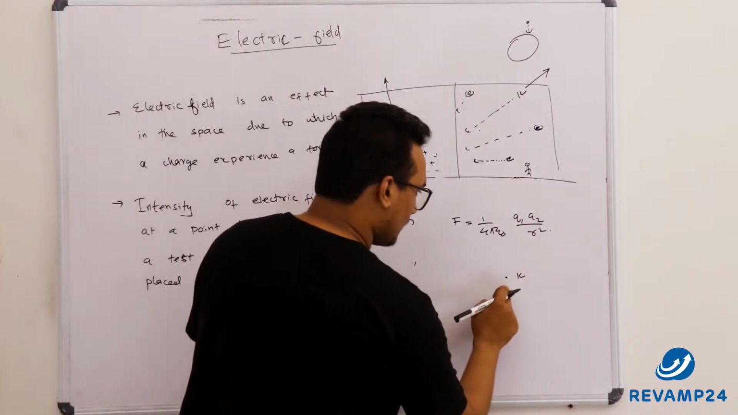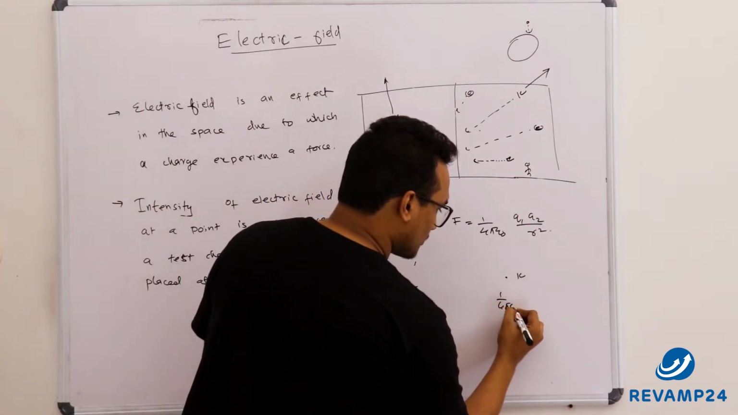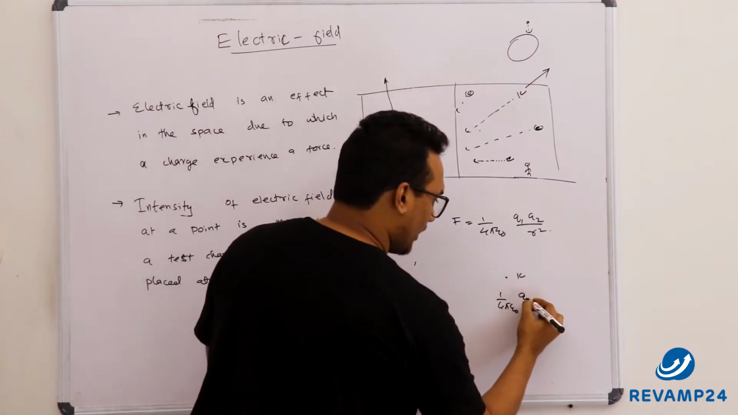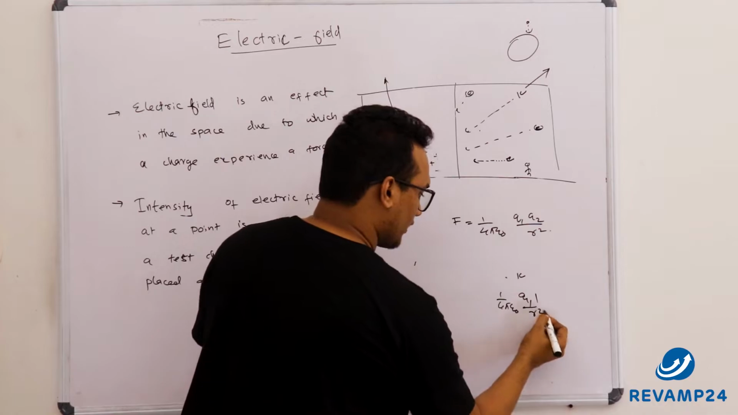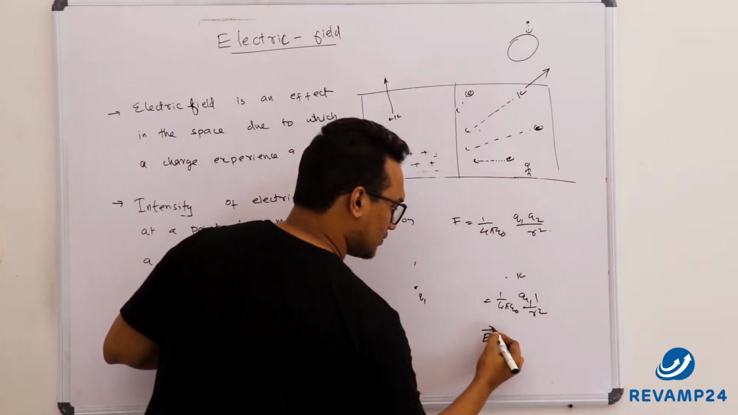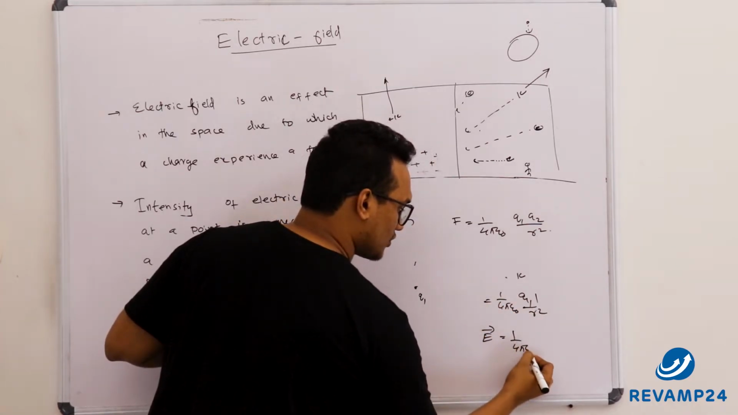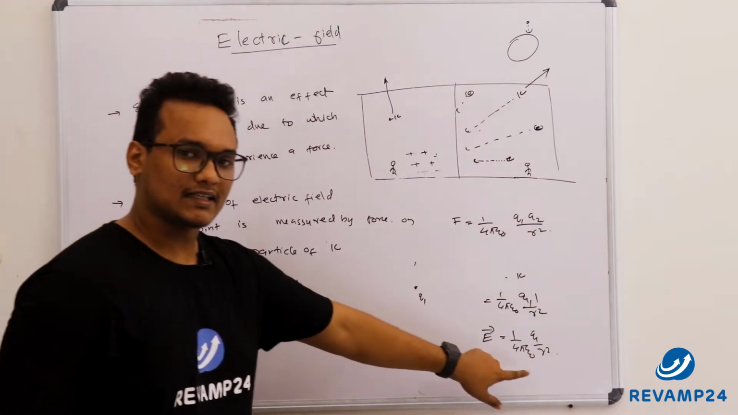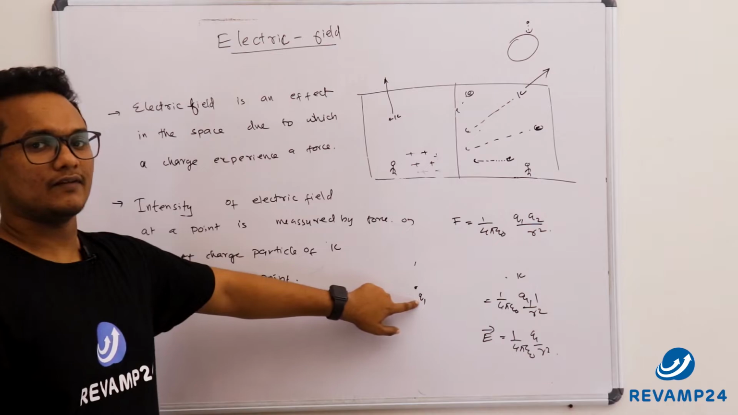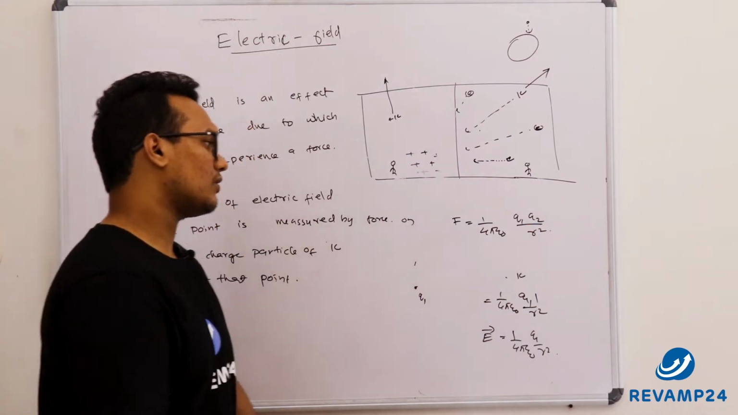So what will be the force? It is 1 by 4 pi epsilon 0 Q1 Q2, where Q2 is 1 coulomb here, divided by R square. So the electric field is equal to 1 by 4 pi epsilon 0 Q1 by R square. See, who provides the electric field here? Q1 is providing an electric field, and that is exerted on 1 coulomb.